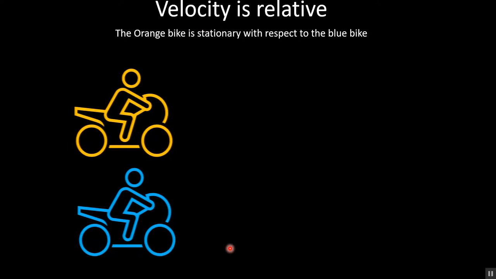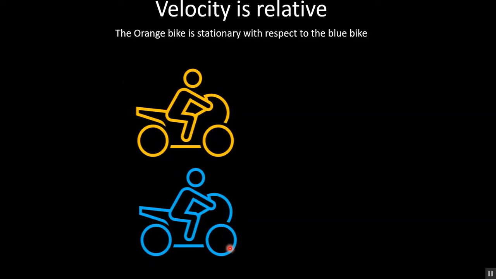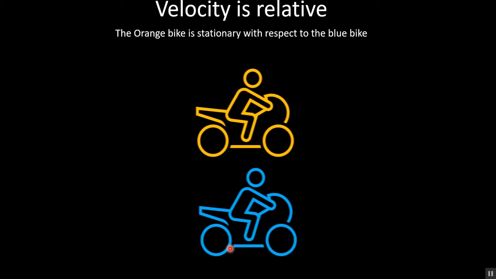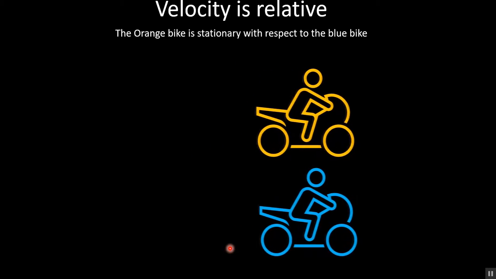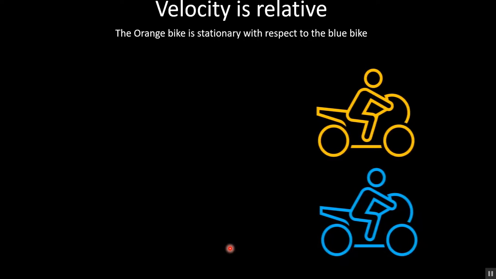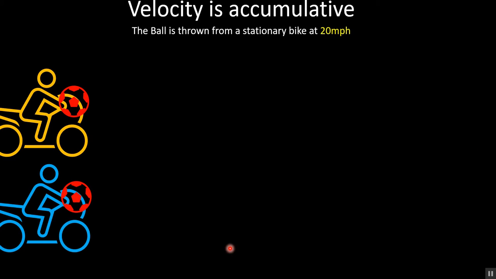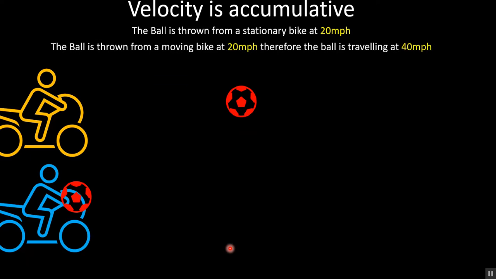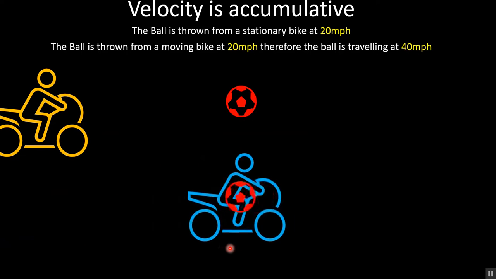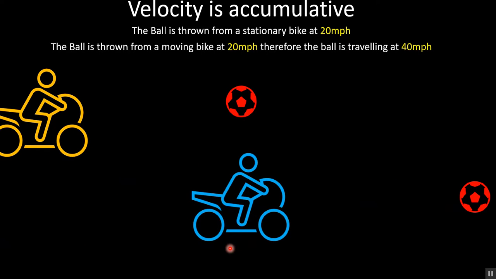Another example very similar to the spaceman is obviously they're both traveling together. As far as the blue bike is concerned, the orange bike is stationary. Now velocity, or should I say movement, is accumulative. Again, this seems so ridiculously simple. Our orange bike is now stationary and he throws a ball at 20 miles an hour. The blue bike thinks he can do better than that. He speeds up to 20 miles an hour on his bike and he throws the ball. Well, now the ball is traveling at 40 miles an hour.